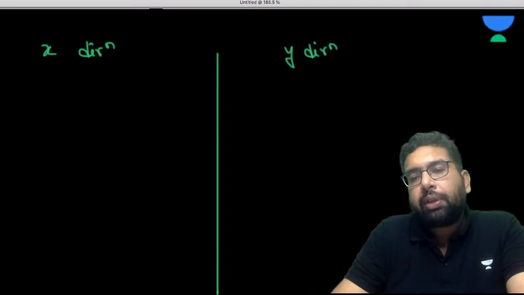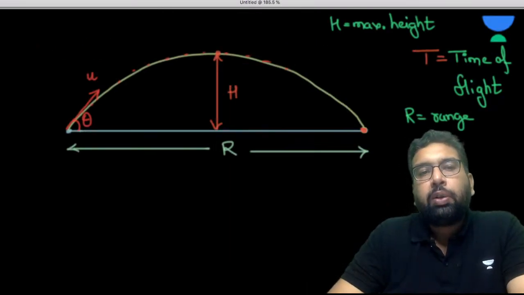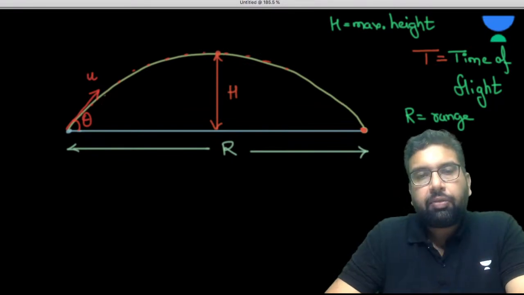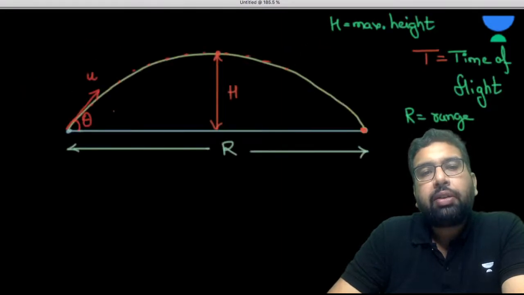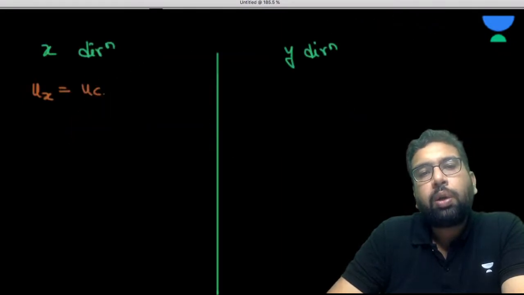Now, tell me, you have seen the vector session with me. This u is the velocity, this is the vector. If I talk about the x direction, what is the initial velocity in the x direction? Initial velocity is u cos theta. What is the initial velocity in the y direction, sir? Initial velocity in the y direction is u sin theta.